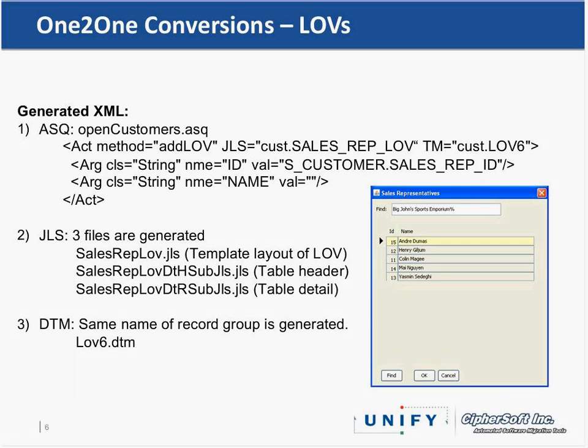So one of the most frequent questions we get asked on projects is around the LOVs. So here's an example from the Summit application, and for those of you that don't know, that's an Oracle supplied application. They use it a lot in their training, in demos, things like that. But here's an example from the Summit application of an LOV named Sales Rep LOV, and you'll see this in the demonstration later in the presentation. But what we're showing, you can see the object, and then we're showing some of the generated XML that gets generated as part of the conversion.